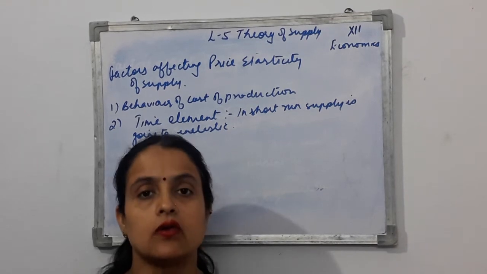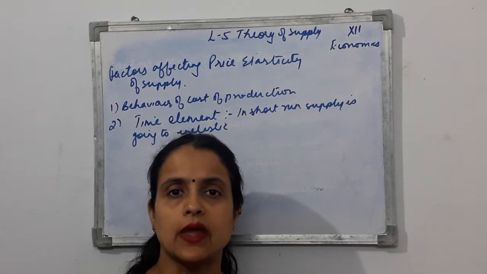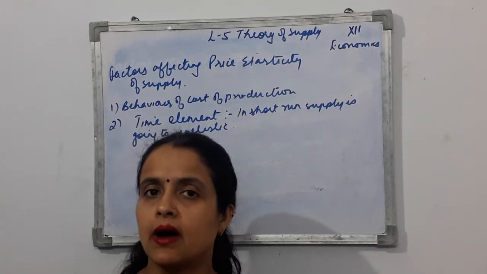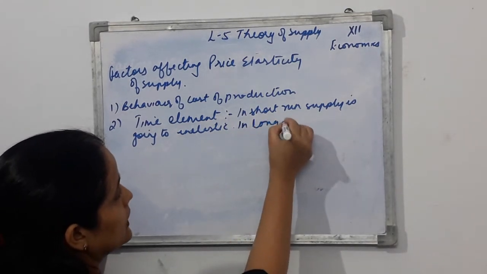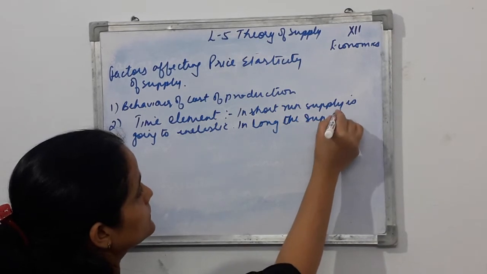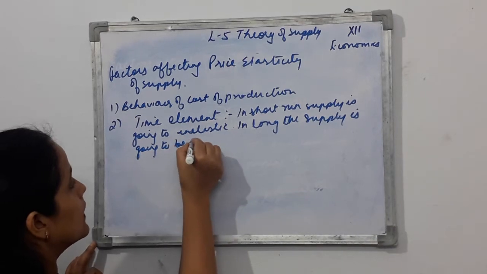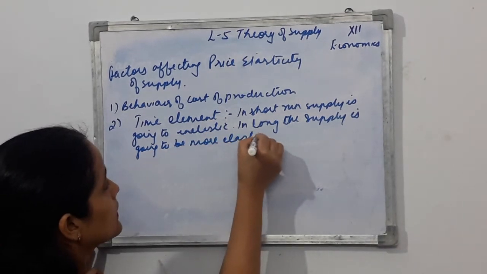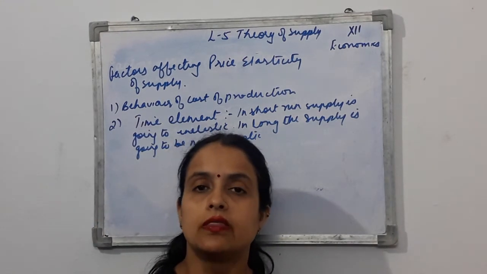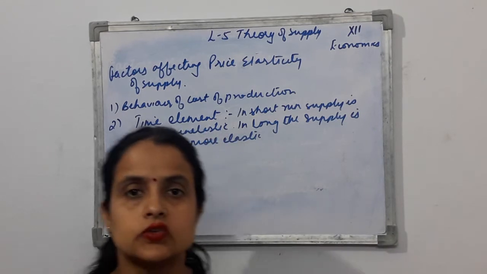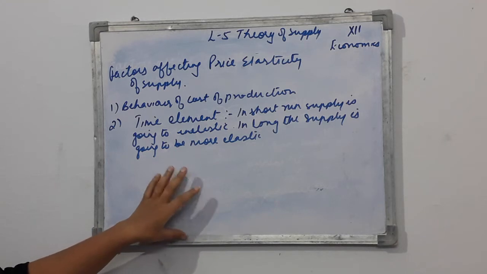Rather, in the long run, he has sufficient time to arrange for labor and other inputs also. In that case, what is going to happen? The supply is definitely going to be elastic. So in long run, the supply is going to be more elastic, because the producer has a lot of time to arrange for the raw material, right? So the time element affects the supply to a great extent.